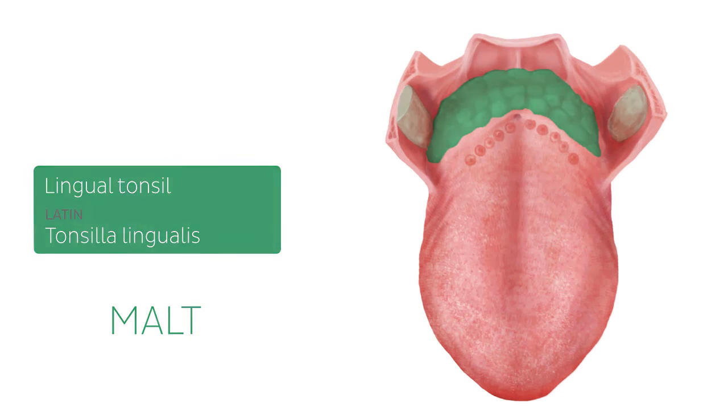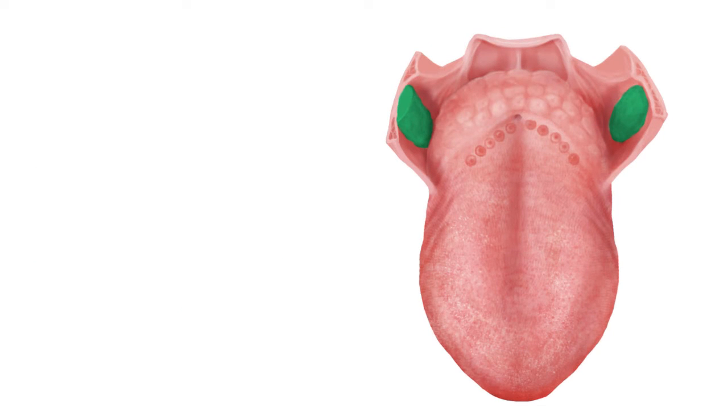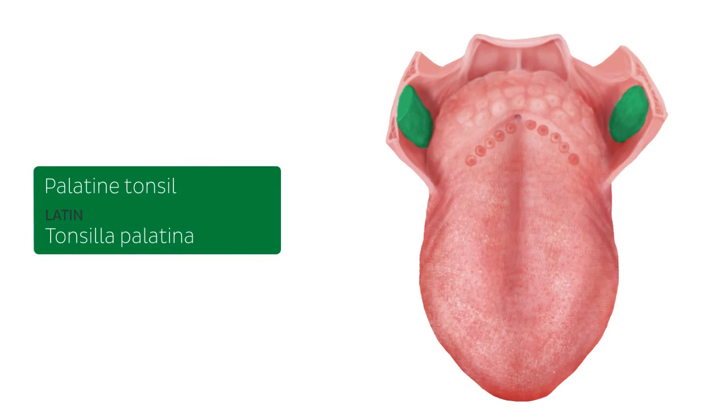The next structures that we're going to be highlighting here, also tonsils, this time known as the palatine tonsils, are comprised of lymphatic tissue and are located between the palatoglossal and palatopharyngeal arches of the oral cavity. They contain tonsillar crypts and epithelial invaginations called the tonsillar pits.